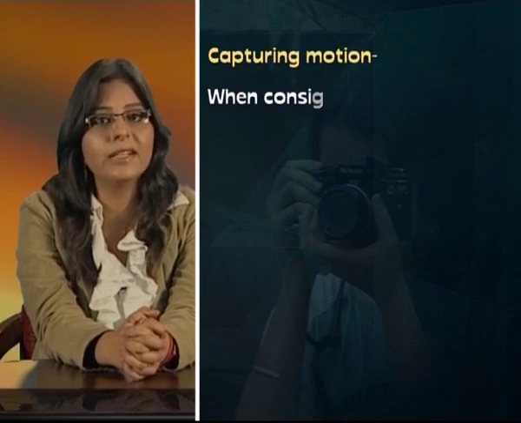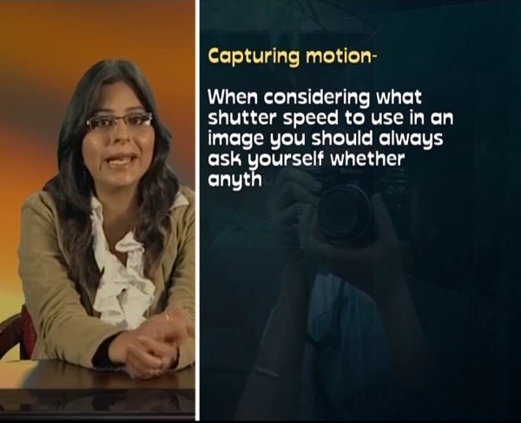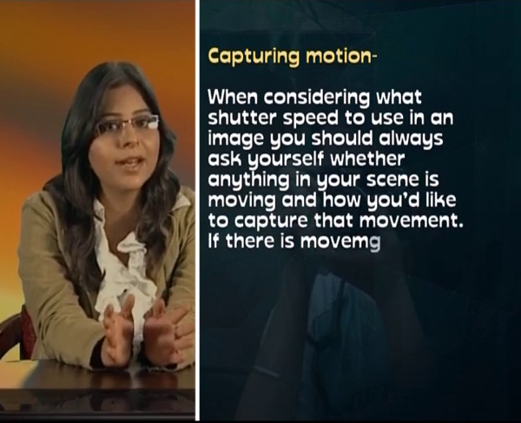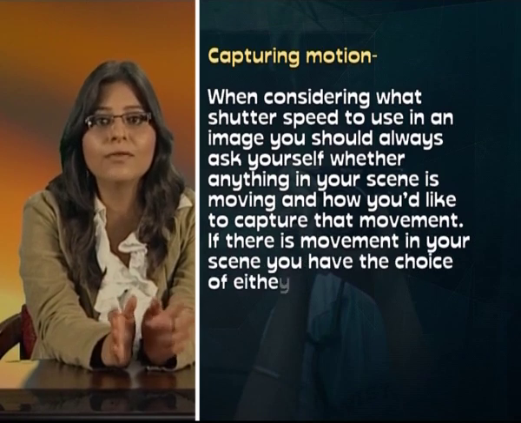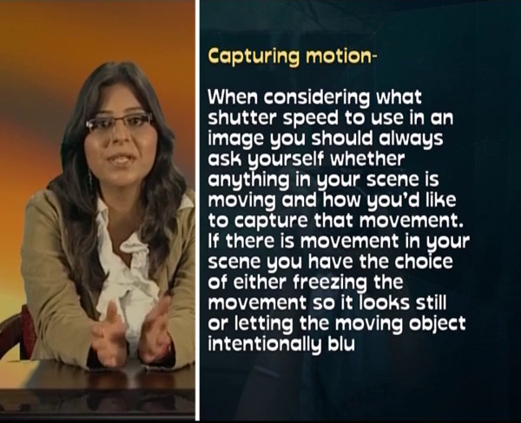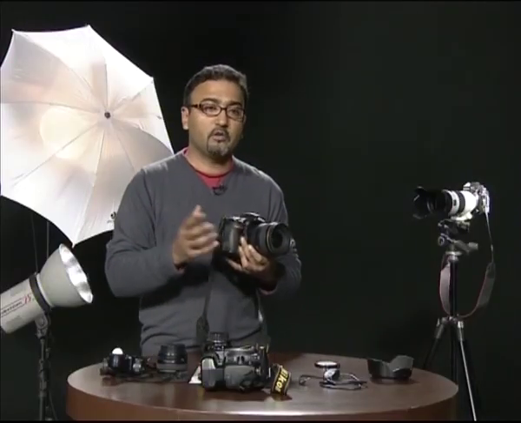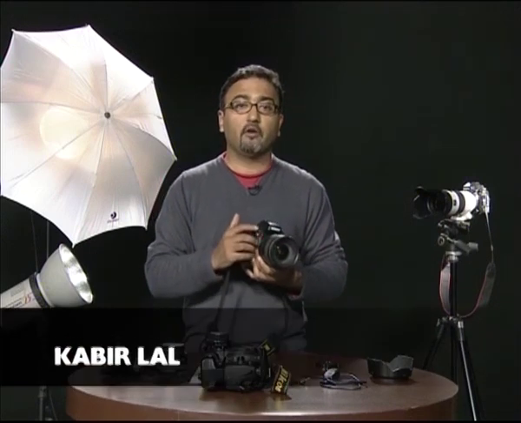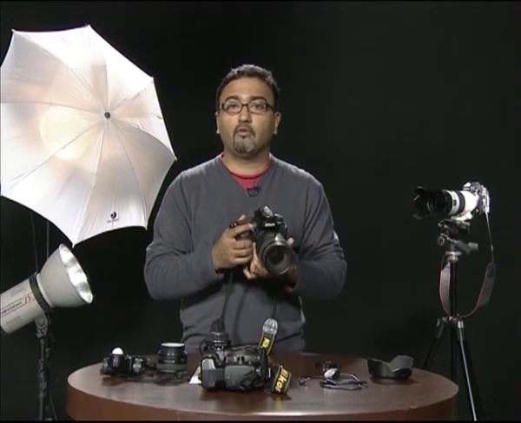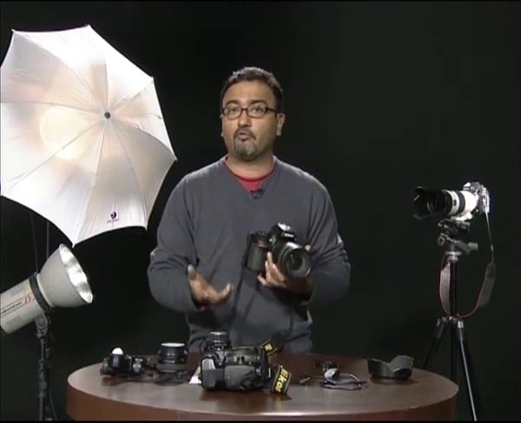Capturing motion. When considering what shutter speed to use in an image, you should always ask yourself whether anything in your scene is moving and how you would like to capture that movement. If there is movement in your scene, you have the choice of either freezing the movement so it looks still or letting the moving object intentionally blur, giving it a sense of movement. If you are, for instance, photographing sport or a very fast running animal, in that case, if you were to go for a shutter speed of 1 second, the animal will actually run away and you would probably not have a photograph.